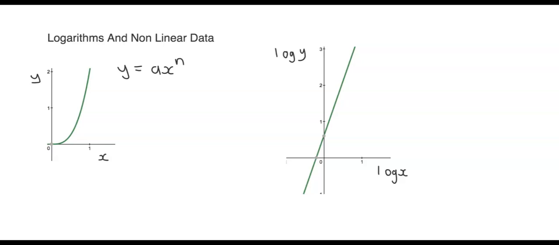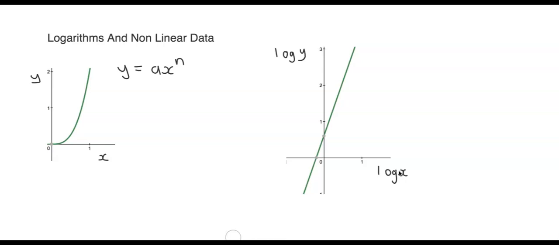Let's now look at the concept of logarithms and nonlinear data. So on the left I've drawn this graph y is equal to ax to the n. So a and n are numbers or constants, and if we have a look at the graph, it's curved, it's what we call nonlinear, and on the axes we've got y and x. However, if we look at this graph on the right, we notice that it's a straight line, it's linear, and the axes are now not y and x, but they're actually log of y and log of x.